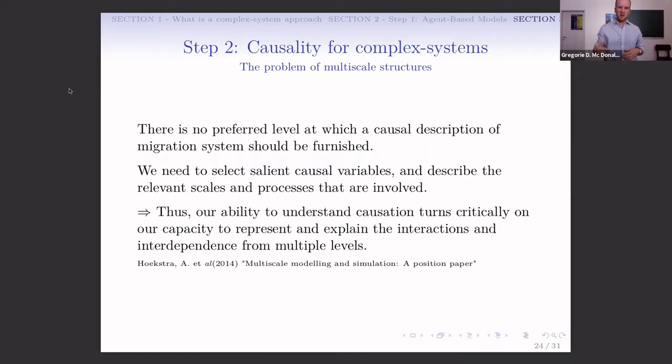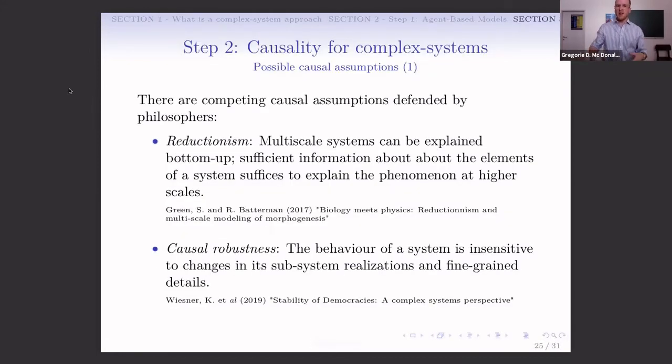Thus, our ability to understand causation turns critically on our capacity to represent and explain the interactions and interdependence from multiple levels. So, in other words, there are competing causal assumptions that we need to study, and those causal assumptions are nicely defined by philosophical concepts. For example, someone would like to defend reductionism, the idea that multi-scale systems can be explained bottom-up. Sufficient information about the elements of a system suffices to explain the phenomenon at higher scales.